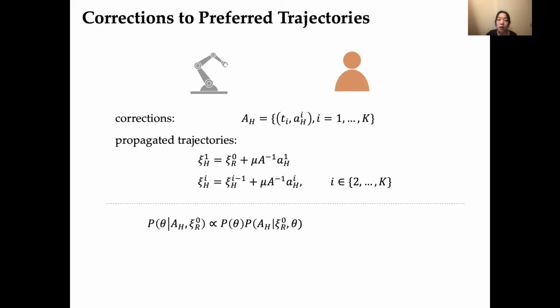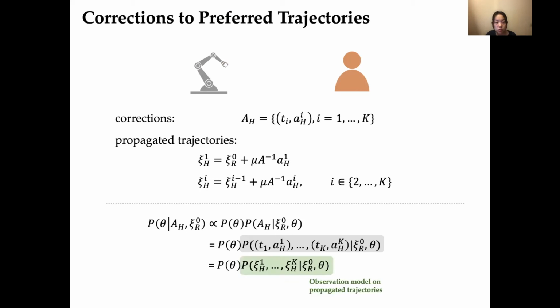Now, remember, our goal here is to find a new estimate of theta based on the sequence of corrections. Applying Bayes' rule tells us that this estimate of theta depends on our prior and our observation model. We then replace the original observation model with the one in trajectory space.